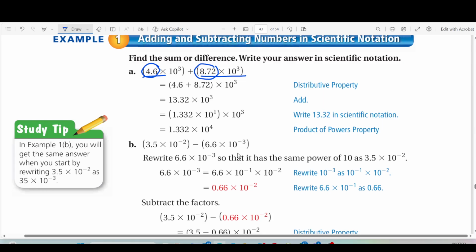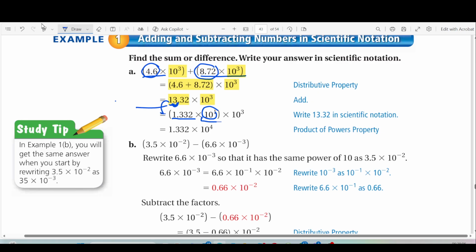Like 4.6 plus this, because they both have the same exponent. They both have 10 raised to the power 3, right? So we can take it common, write it one time and just add these two, which is 13.32. And because this number is bigger than 10, we need to move the decimal, which will become 1.332. And as we are moving the decimal one step, we'll get 10 raised to the power 1.